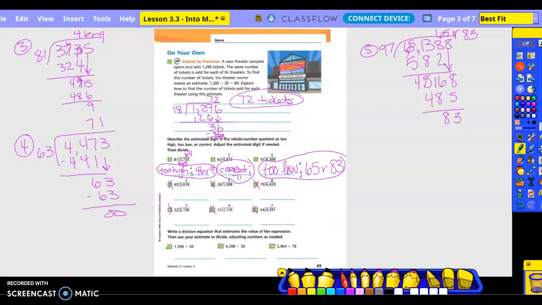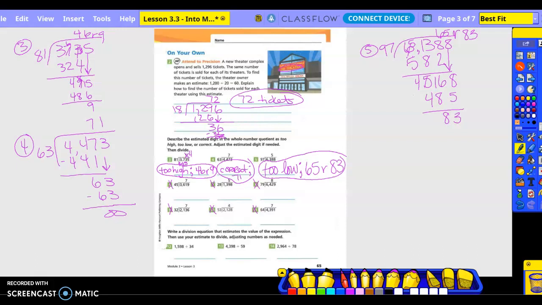Fifth grade math lesson 3.3, part 2 recording. So we went ahead and finished off number 5 and got 65, remainder 83 as our answer. Number 12 through 14, write a division equation that estimates the value of the expression. Then use your estimate to divide, adjusting numbers as needed.